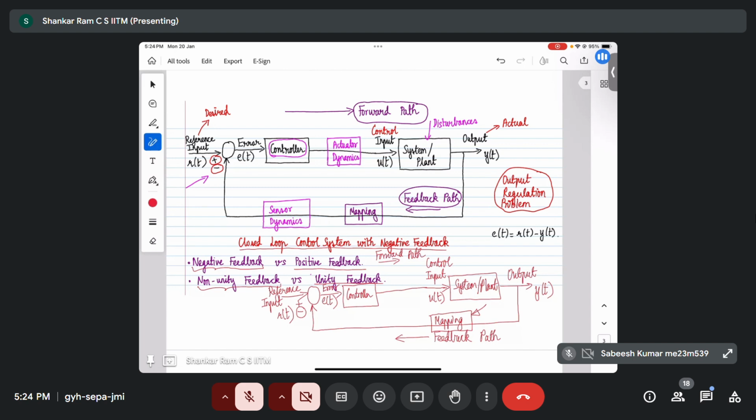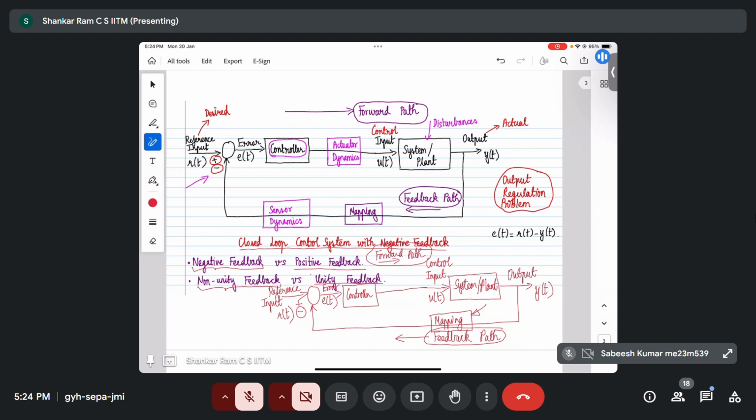And we also saw what is meant by negative feedback and positive feedback. Overall, this is the closed loop control system with negative feedback. This is what is called the forward path. This is what is called the feedback path. So these are all important terms that you and I need to understand.